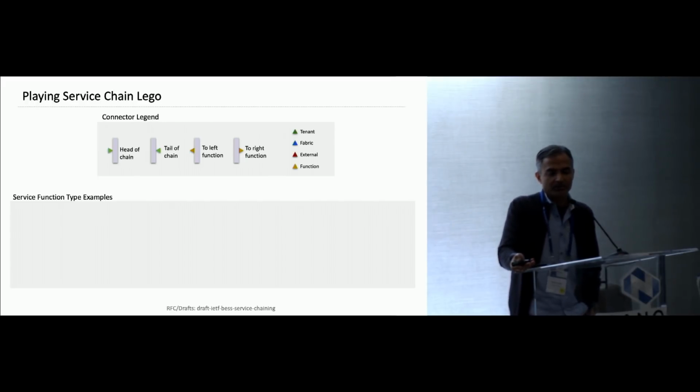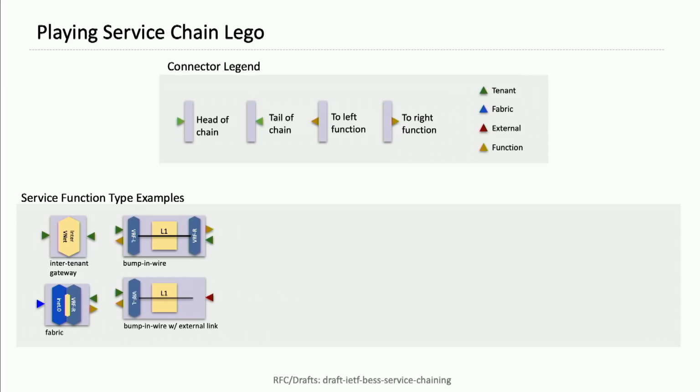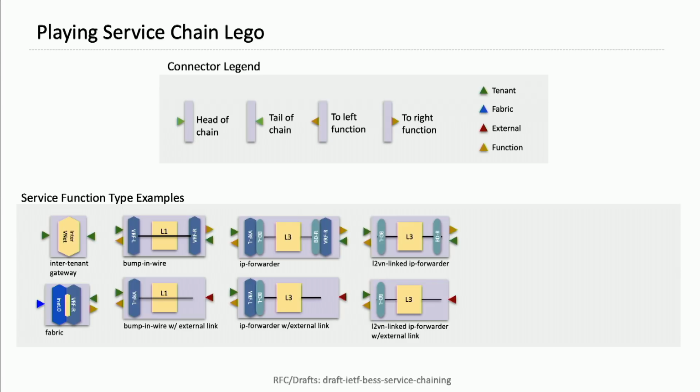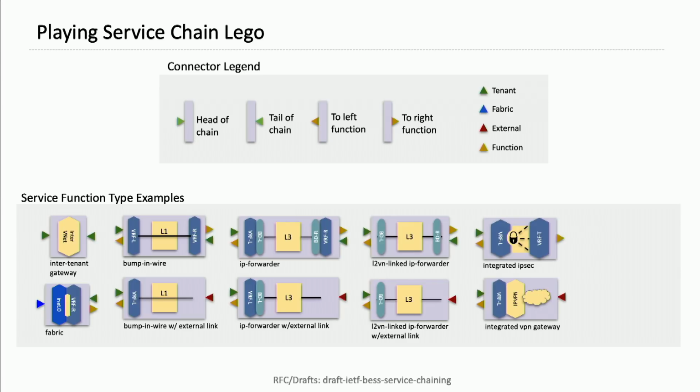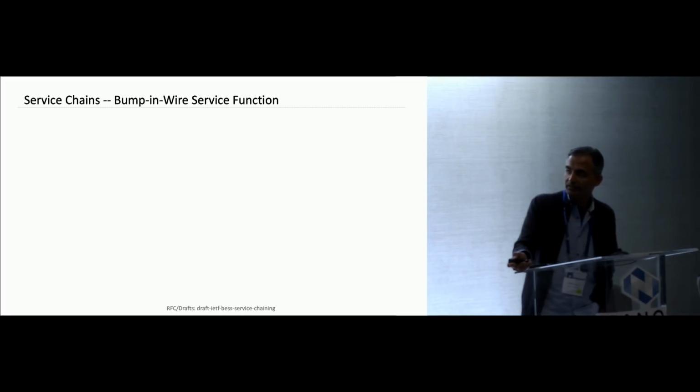So I have some service function types as examples. A service function to connect tenants together, to connect a service function to the underlay, a service function block for L1, and another one, a service function block for L3 service functions. I'm going to skip this one because I don't have time to talk about it. And then I have an integrated IPsec gateway, an integrated IPVPN gateway, and a service function that connects me out to the external world, an external gateway.